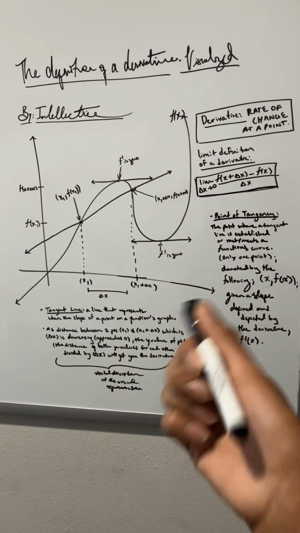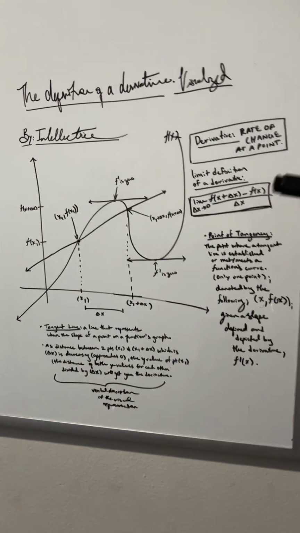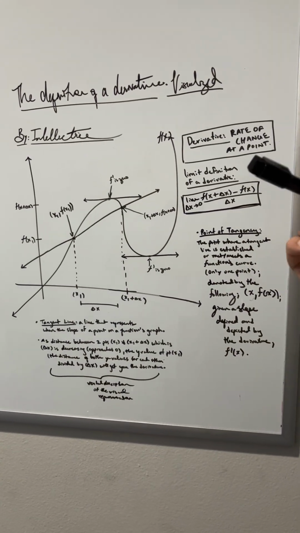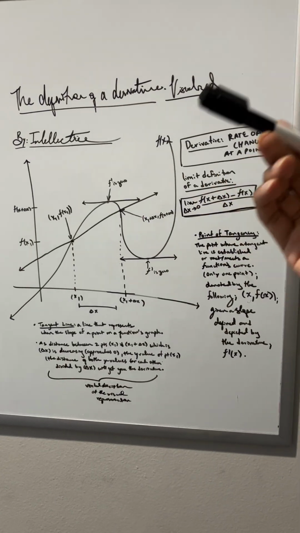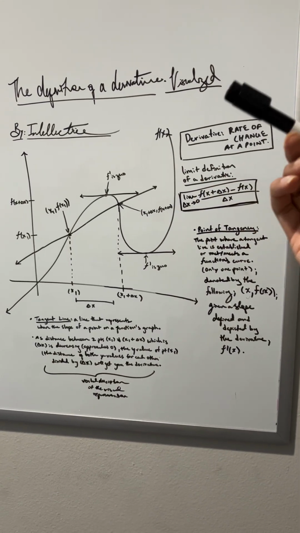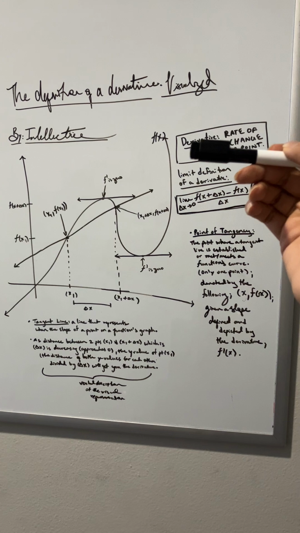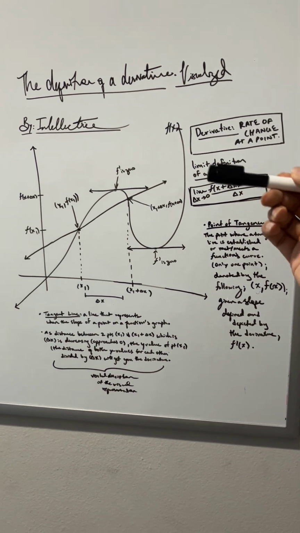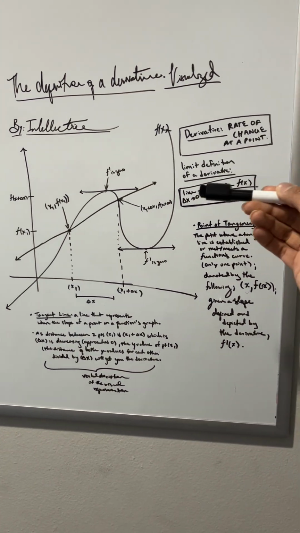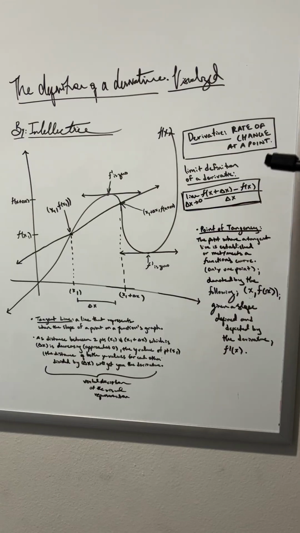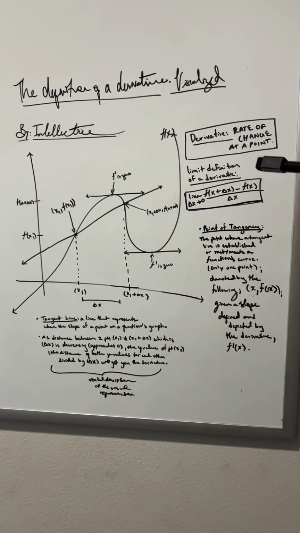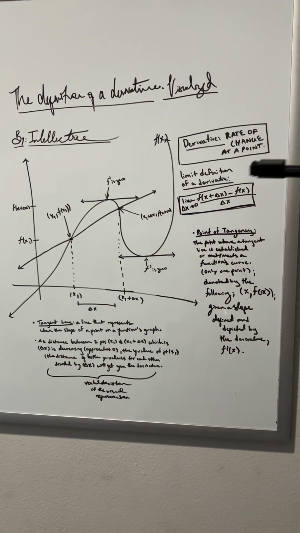But also, let's refer back to the limit definition of the derivative. The limit definition of the derivative states that the derivative of any function can be found by finding the limit as delta x approaches 0 of f of x plus delta x minus f of x, all over delta x.